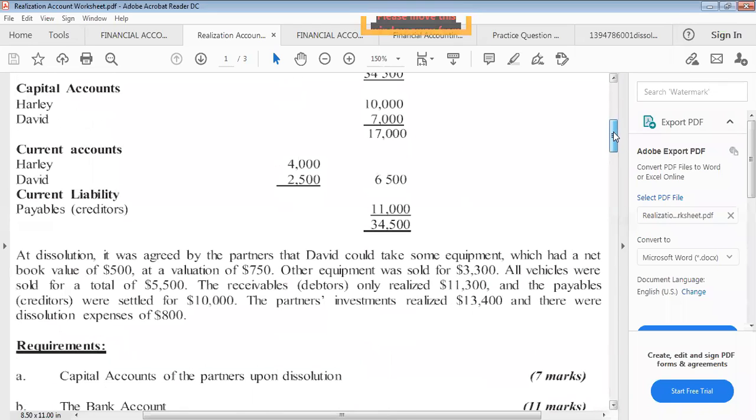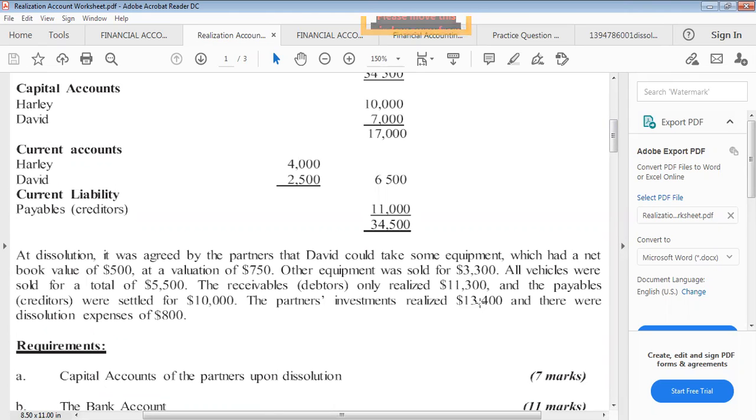And the payables were settled for 10,000. That means there was a what? $1,000 discount. So you have a discount received, all right? Good? Yes. All right. The partners' investments realized 13,400.